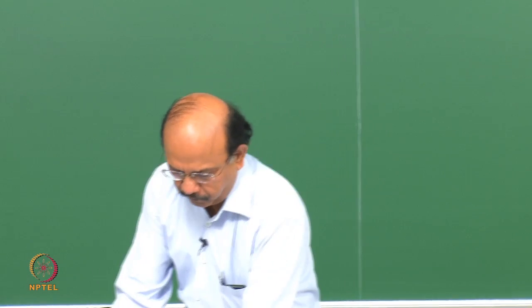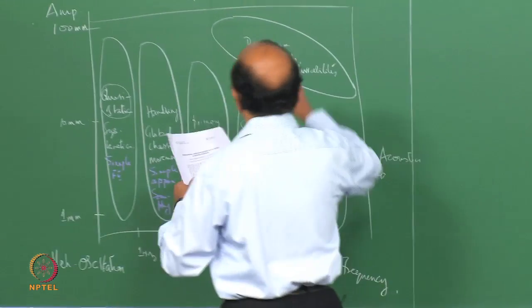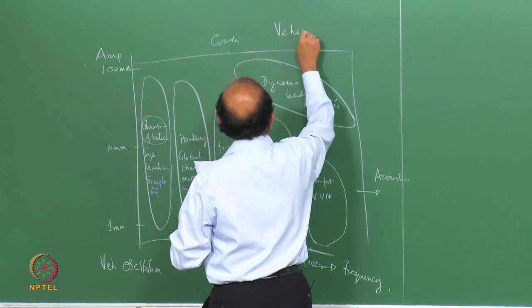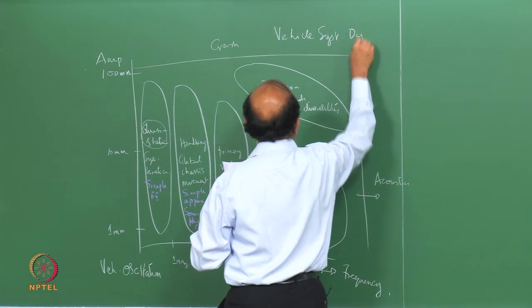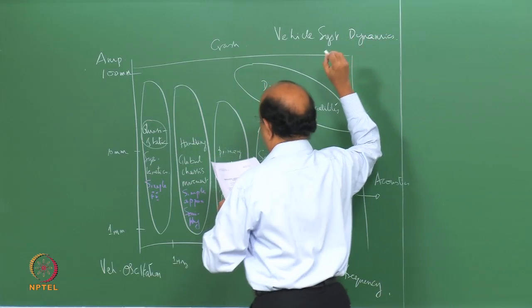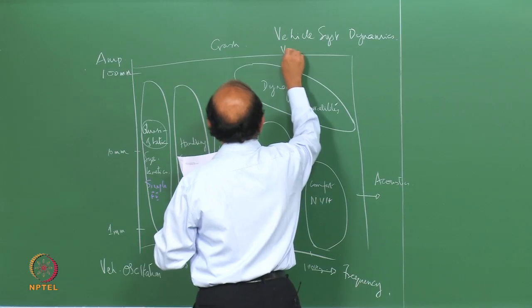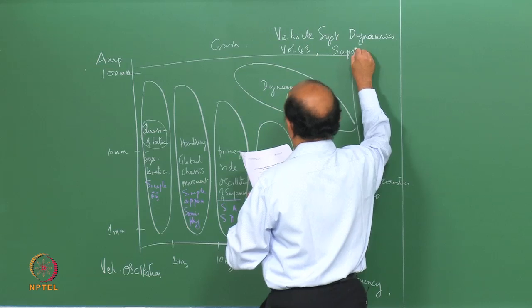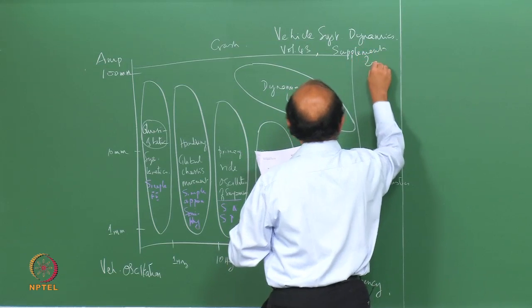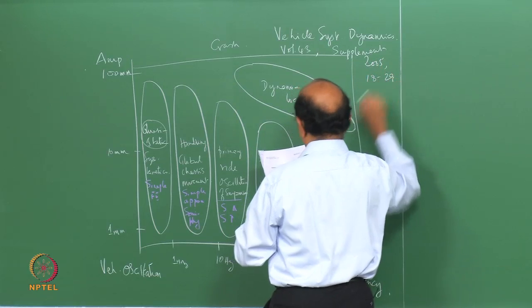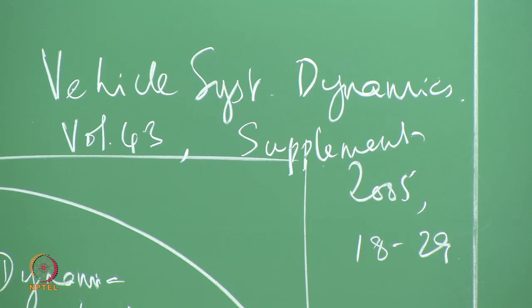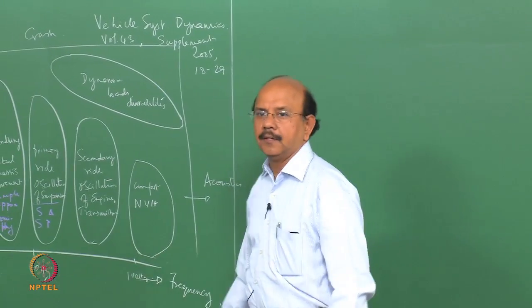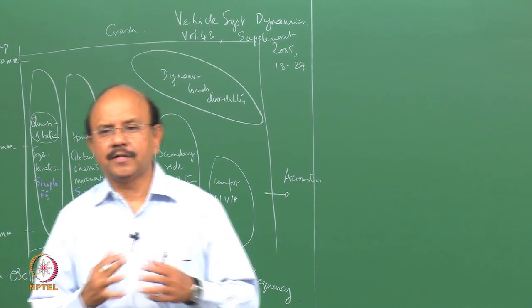This is from a paper in Vehicle System Dynamics, Volume 43, Supplement, 2005, pages 18 to 29, by Alex Eichenberger and Marcus. This is the reference. It's a very nice figure. Let's quickly run through this so that you understand what we mean by tire models.